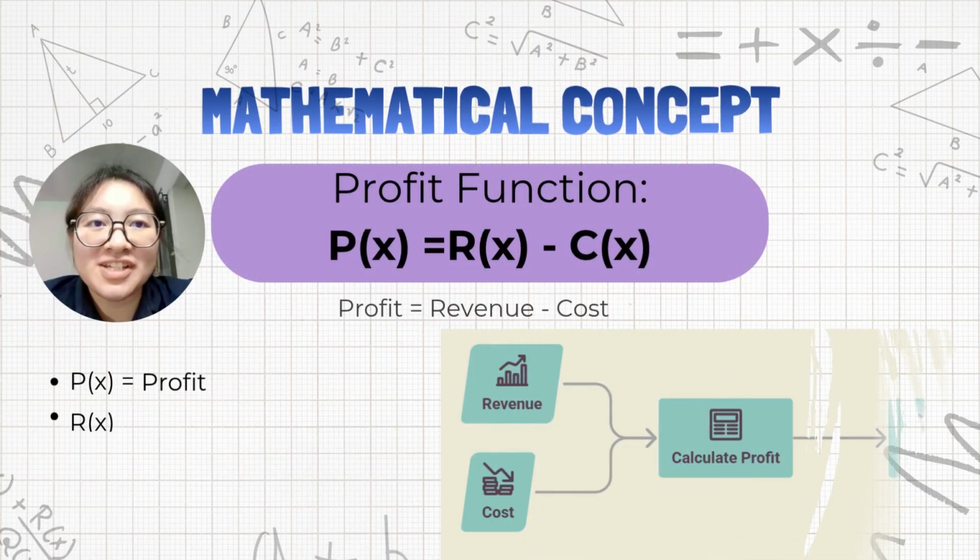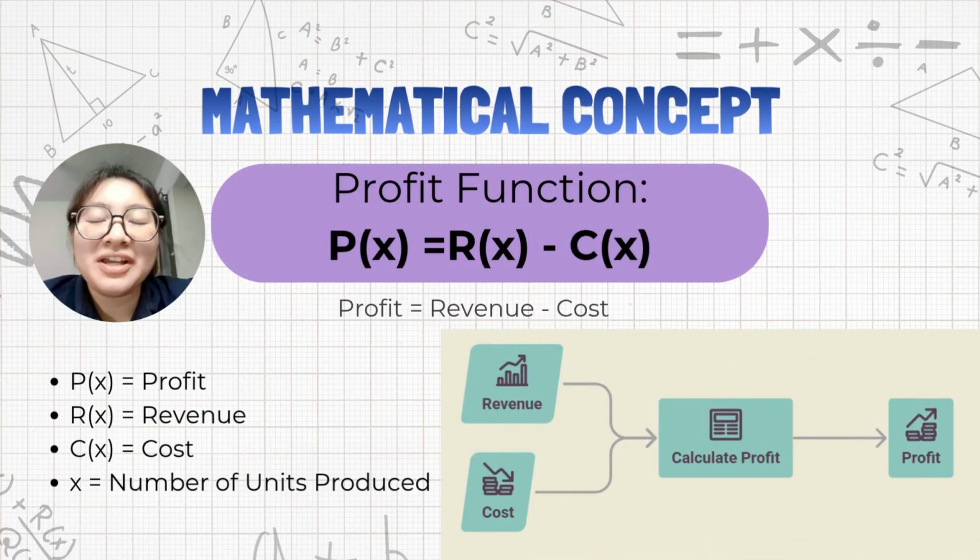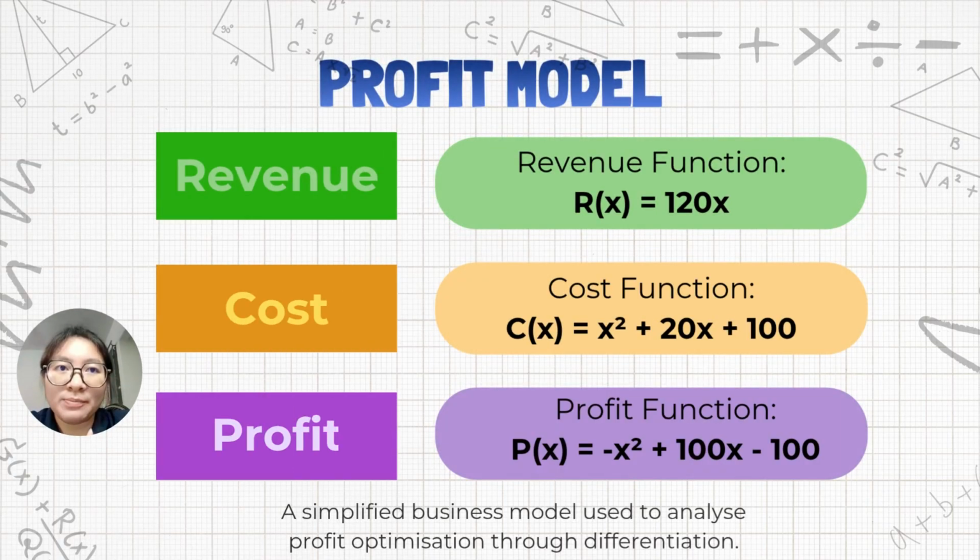The main mathematical concept used in this project is the profit function. In business, profit is calculated by subtracting cost from revenue. The relationship can be represented as P(x) equals R(x) minus C(x), where P(x) represents profit, R(x) represents revenue, C(x) represents cost, and x represents the number of units produced. This profit function serves as the foundation for our optimization model and allows us to determine the production level that generates the highest profit. For demonstration purposes, a simplified business model was used in this project.